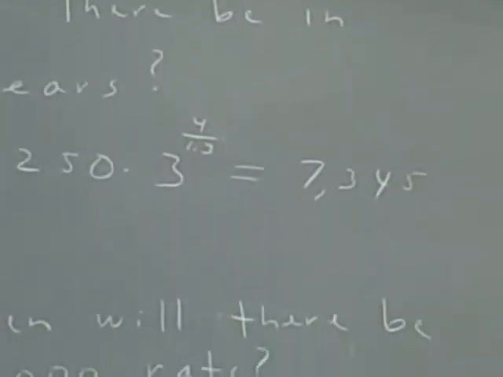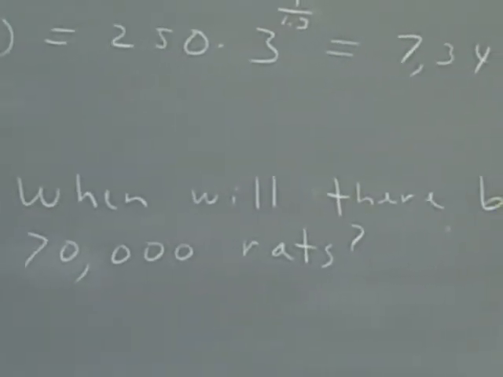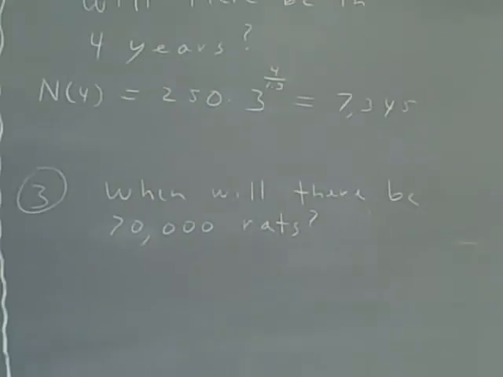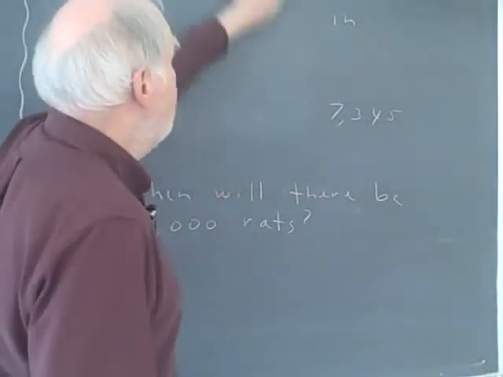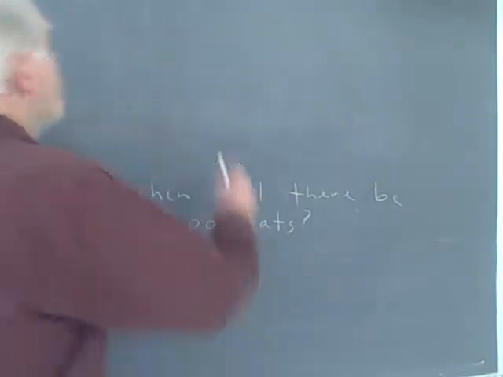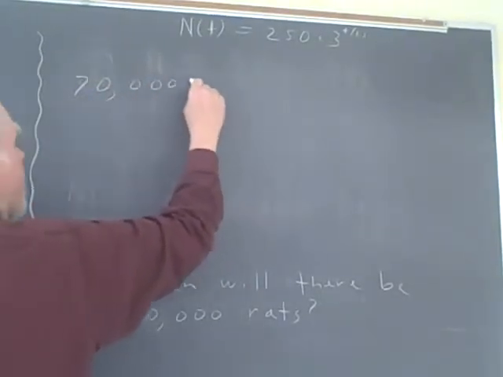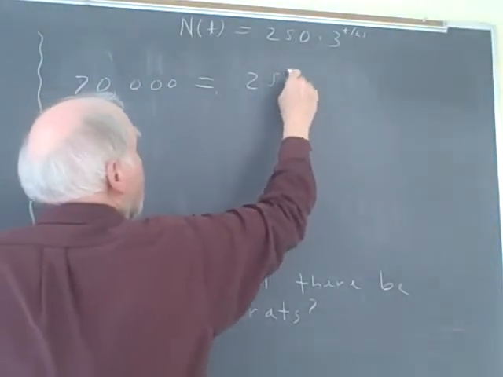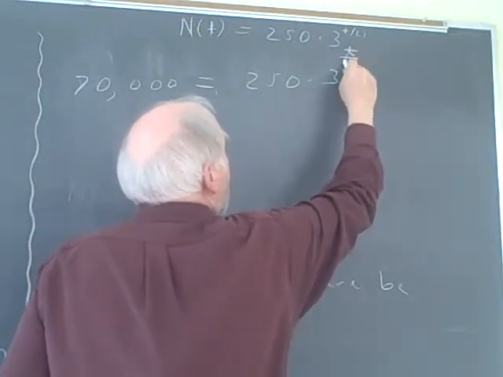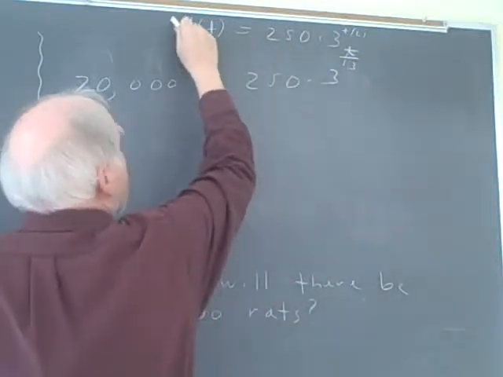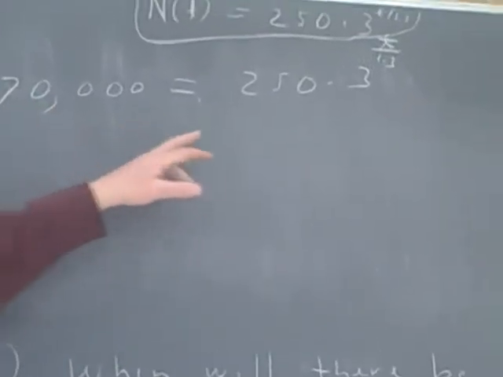Okay. The next question of importance to us is, when will there be 70,000 rats? A lot of times you want to know, when will the population reach a critical point? The way you do that is you put in 70,000 for this n of t, and you have an exponential equation to solve, which is a little tricky. 250 times 3 to the t over 1.3. I just copied the equation up here. Let me get this out of the way so you can see that I've got a new one here. And now I have to solve for t.